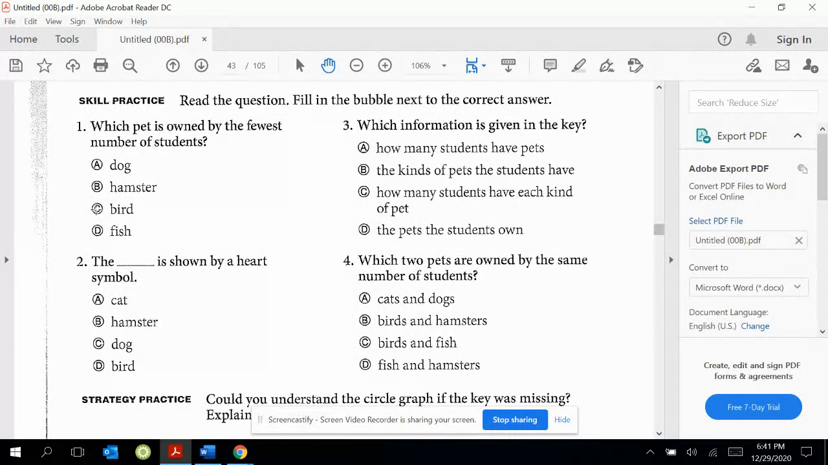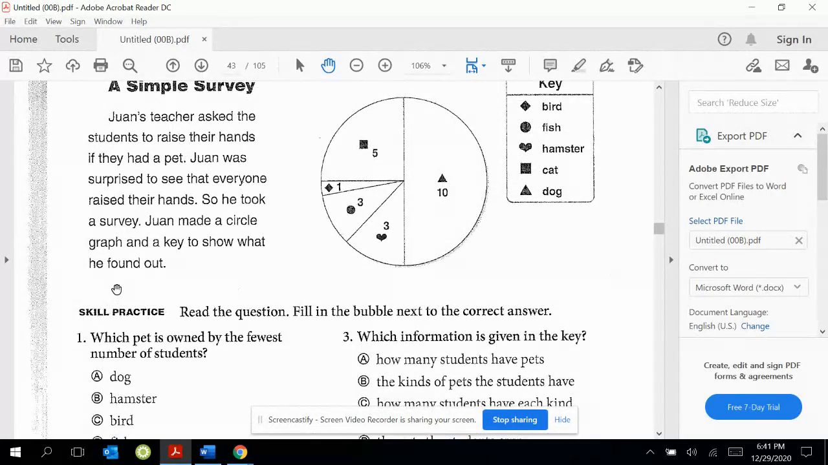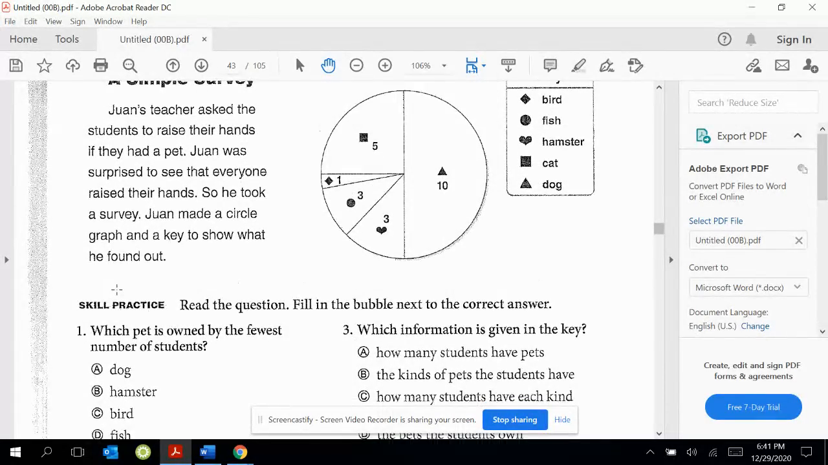I just wanted to show you that first part. Now I'm going to let you do it on your own. The blank is shown by a heart symbol. Look back up here and see what the heart symbol represents.